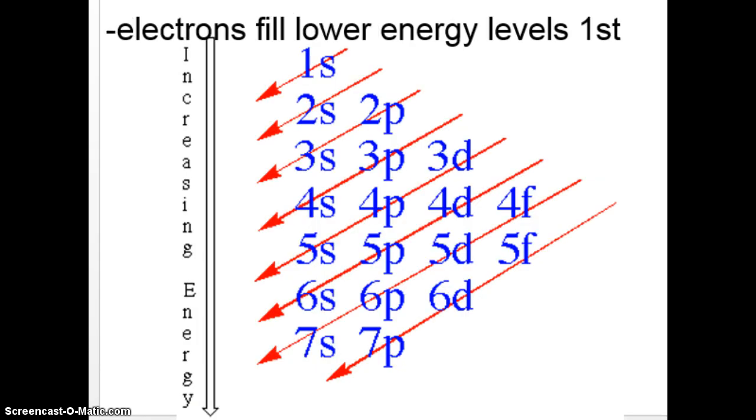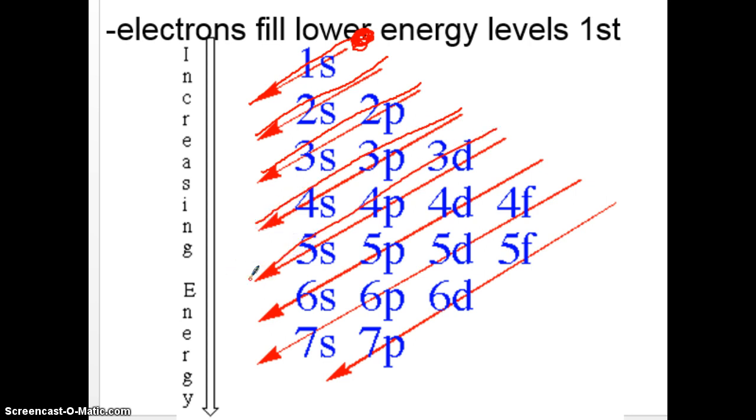Now here is kind of a cheating method, but it might work to help you out. You might start with this. The way you use this is you stay on these red arrows. So we would start right up here, and we would go down this arrow. So we go 1s, and then we go to the next one, and we go 2s, and then 2p and 3s, and then 3p and 4s, and so on.